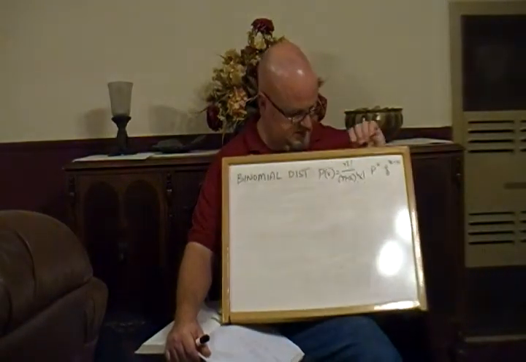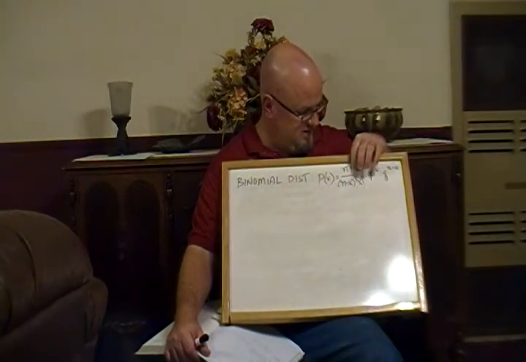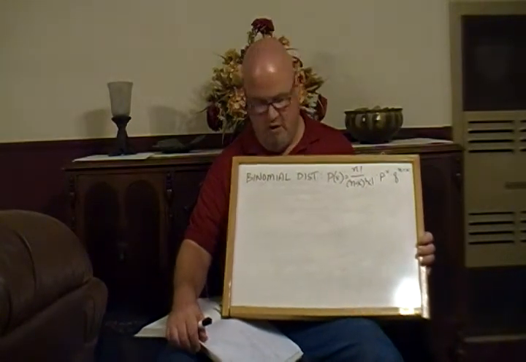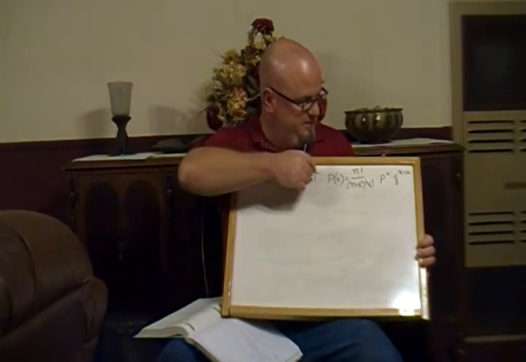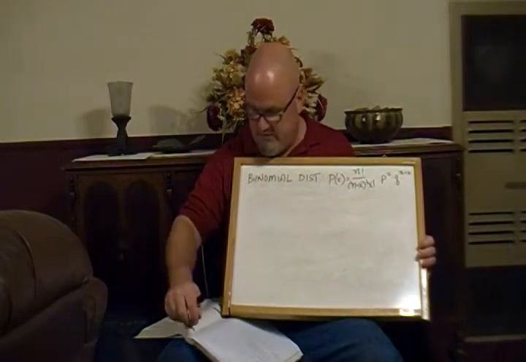There has to be a fixed number of trials, two outcomes on each trial, like yes, no type of problems. The outcomes have to be independent of each other, and the probability of success has to stay the same for each trial. Okay, and this is our formula, the probability of x, and it looks worse than it is: n factorial over n minus x factorial times p to the x times q to the n minus x. Once you identify what n, x, p, and q are, it really is just an arithmetic problem. So it's really not so bad.